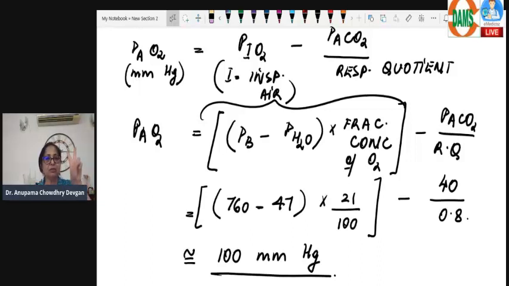Why is it reduced to 100? Because of two changes. What are the two changes? Humidification and addition of CO2, right? Vishal Lakhotia is interested in nitrogen, isn't it?